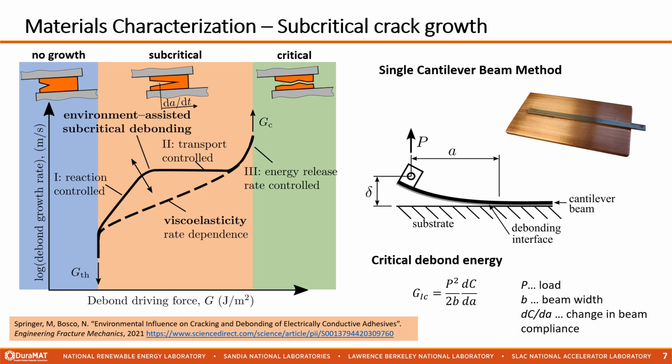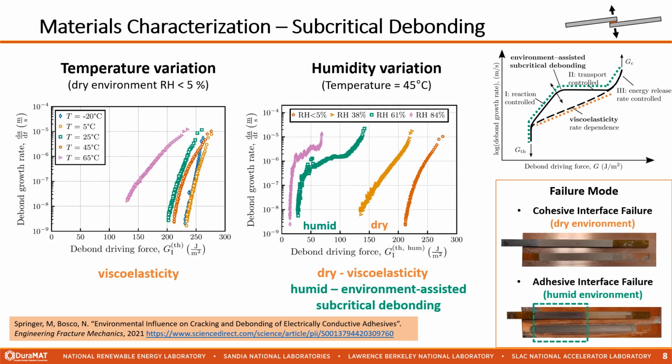One straightforward technique to characterize the debond energy is the single cantilever beam method, as depicted here on the right-hand side. We picked an epoxy-based ECA and conducted a series of tests under different environmental conditions. A subset of our results is depicted on this slide. For further details, please have a look at our paper.